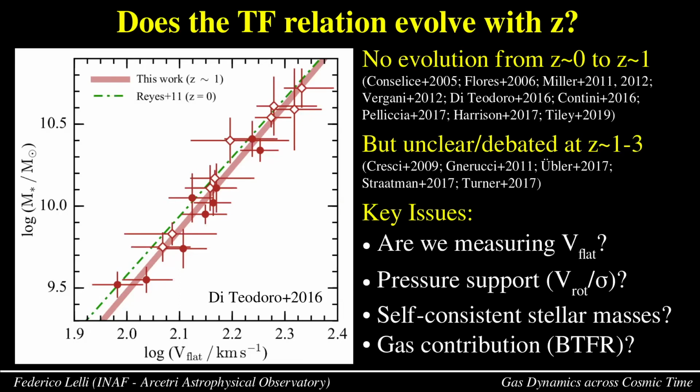In my opinion, there are a number of key issues that we need to solve if we want to address this question. For example, whether we are really measuring it flat, how do we take into account the pressure support, whether we have self-consistent stellar masses. So this redshift range is near the peak of the cosmic star formation history. So starburst and star formation may be very important, and we need to nail down the precise value of the stellar mass to light ratio. And moreover, the gas contribution can be important too, because as we know, the baryonic Tully-Fisher relation is the most fundamental one. So it's not going to be an easy job to tell whether the Tully-Fisher relation evolves with redshift or not.